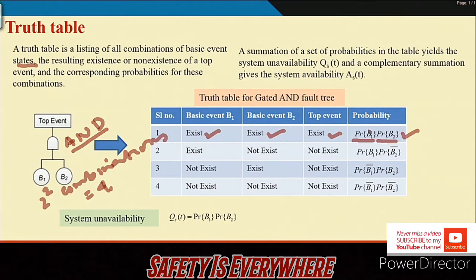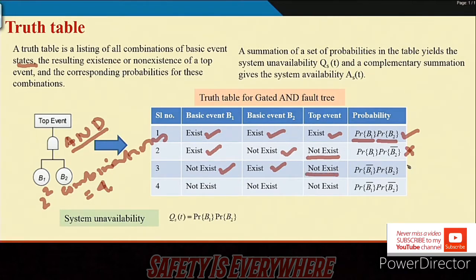So, this is a combination or system state where the top event exists, meaning the system is unavailable. Then the second one: suppose B1 exists, B2 does not exist; because of the AND gate the top event does not occur. So the system is available, and this will not contribute to the unavailability calculation. Third, B1 does not exist, meaning it is working, and B2 exists, meaning not working, then also the top event will not exist. That means the system is not unsuccessful. In the fourth one, both B1 and B2 are working, so the system also will work.